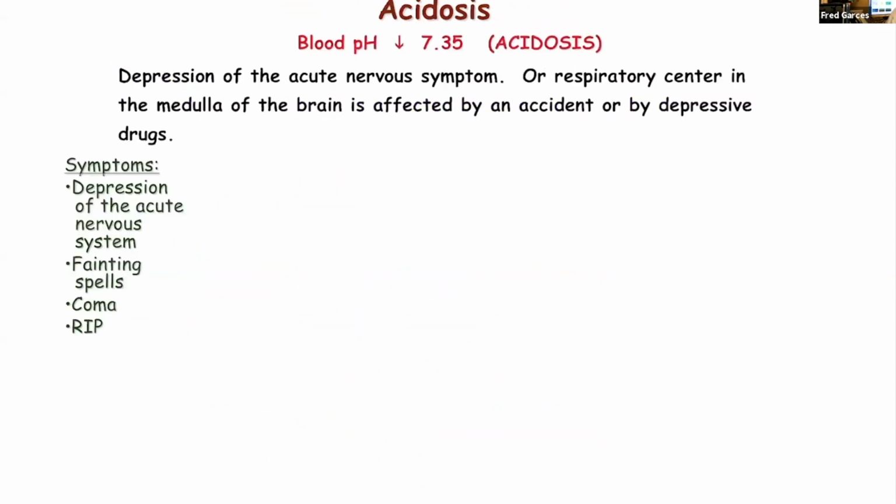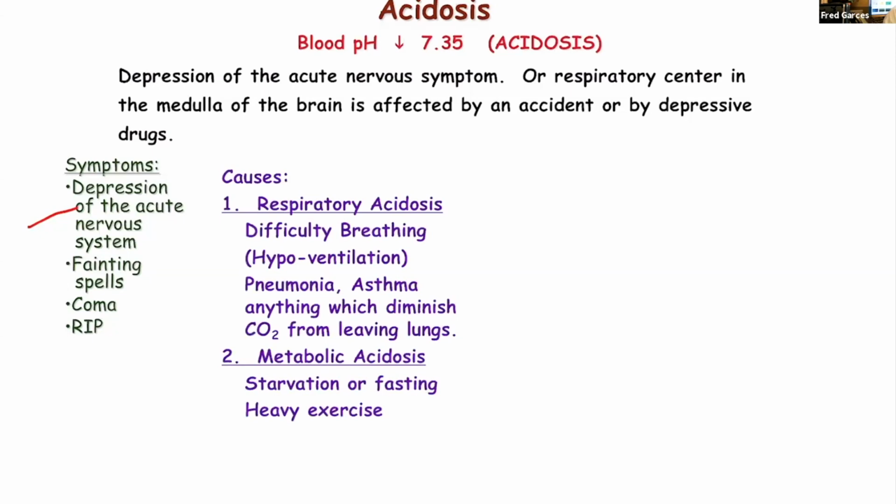So when our blood pH drops below 7.35, then we have a condition called acidosis. You guys probably already know about this from your biology class. What are the symptoms? Depression of the central nervous system. You have fainting spells, you could have a coma, and then you could die. Really, okay? What are the causes? Generally, there's two types. Respiratory, that means you're having breathing issues, or metabolic. There's some sort of chemistry imbalance in you.